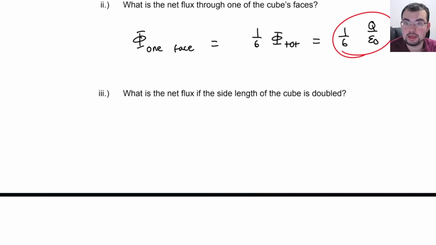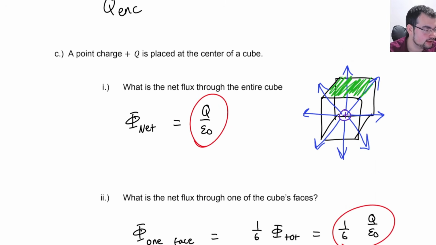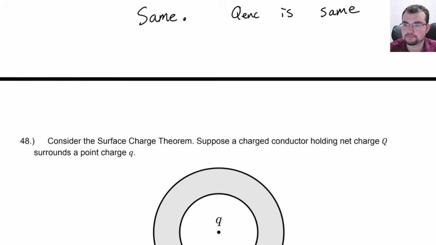What's the net flux through the cube if the side length of the cube is doubled? This is the same because Q enclosed is the same. That's a common trick question. If we change the Gaussian surface side length, we are not changing Q enclosed if it's already fully trapped. So it's not going to change the flux because flux increases with area or r squared, and field decreases with r squared. So those two effects exactly cancel each other. So flux does not depend on the surface you pick. It only depends on how much charge is enclosed.